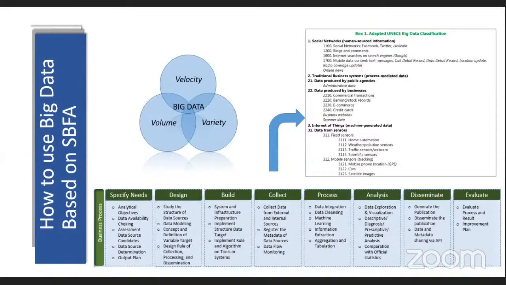So, if we remember what Mr. Setya said, there are exhaust data, sensing data, and digital content. Based on UNECE, there are social networks, which is the same as digital content. The second is traditional business systems, which is the same as exhaust data, and the last is Internet of Things, which is the same as sensing data.